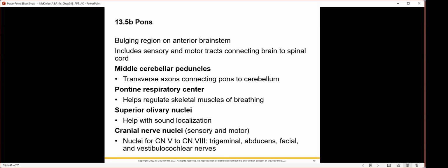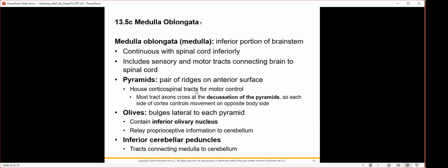For pons, what we're going to focus on is just this respiratory center. Pons is the next structure, and it has a respiratory center, meaning it's going to control some aspect of breathing. It helps regulate skeletal muscles for breathing. That is all you need to know for pons.